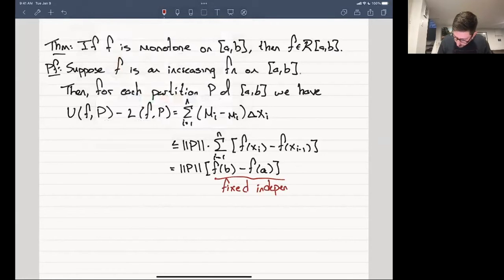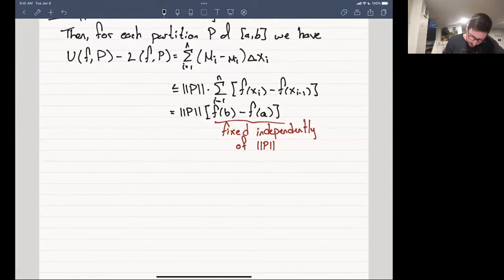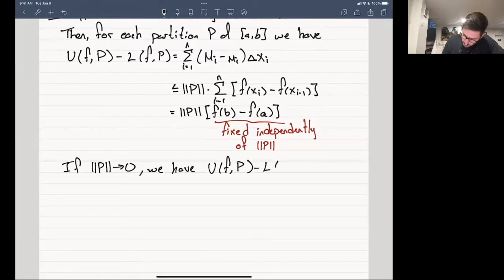Now, this thing is fixed independently of the mesh. So what this tells us is that if the mesh goes to 0, the upper sum minus the lower sum also goes to 0 by this inequality. We said this is less than or equal to the mesh times just a fixed difference, the endpoints, f of b minus f of a. That thing doesn't change as we take this limit.